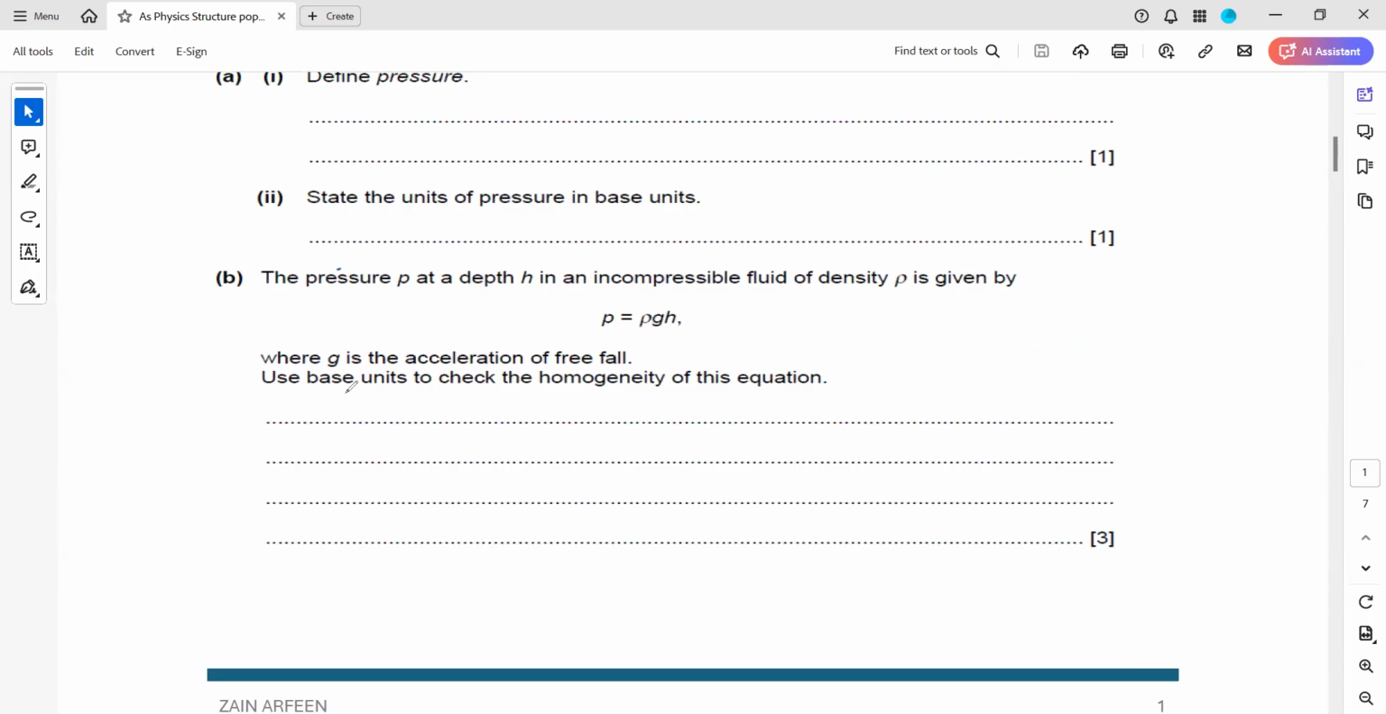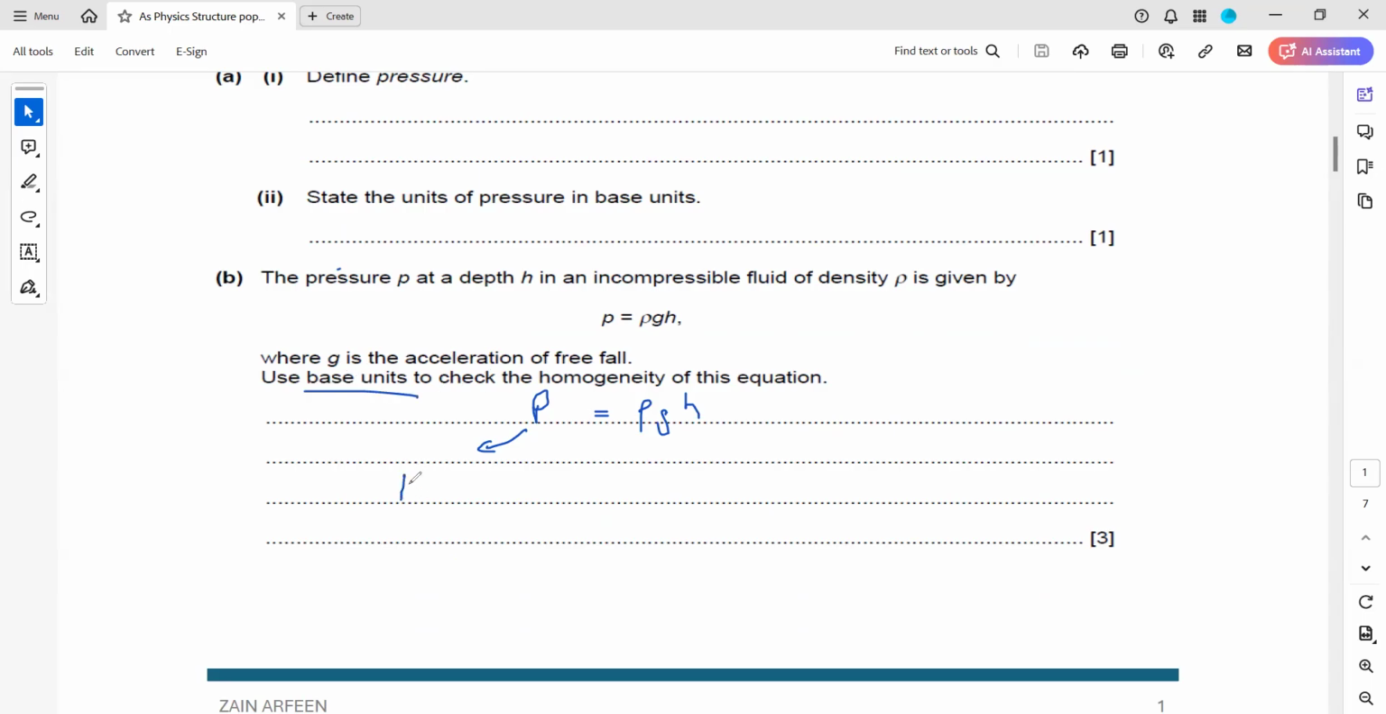G is the gravity. Use base units to check. So we have pressure on the left hand side. We have density, gravity, and depth. What is pressure? What is the pressure? Pressure is Pascal or Newton per meter square. But we have to check in the base unit.